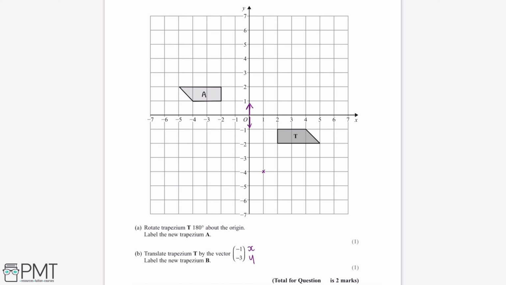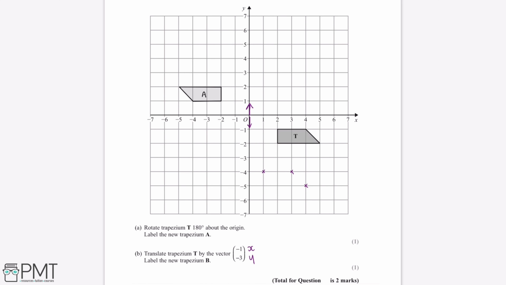Next, the coordinate 4, -1. So again we'll minus 1 from the x-coordinate and minus 3 from the y-coordinate, and this will give us the coordinate 3, -4. Next, 5 and -2, so minus 1 from the x-axis and then minus 3 from the y-axis, and this will give us 4, -5. And as you can see, we're starting to form a trapezium shape.